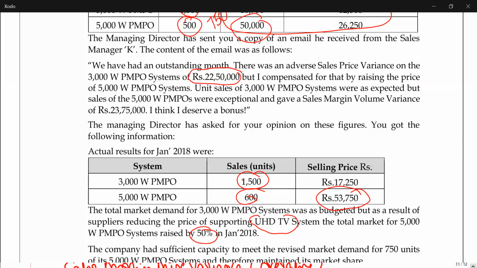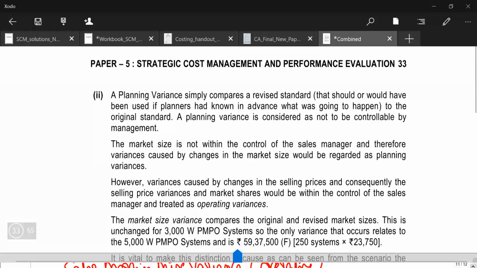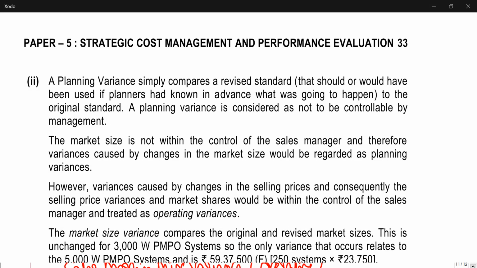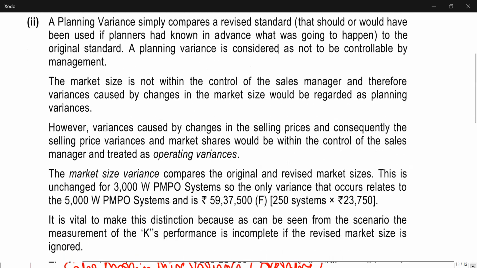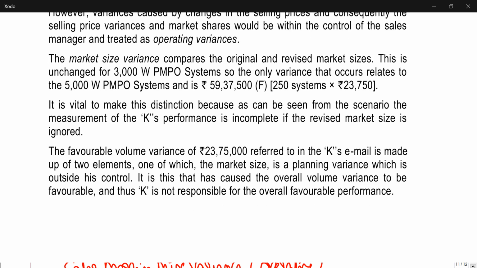So one we have a negative part of 35,62,500 and one we had a positive part. Because of this negative 35,62,500, I am not going to pay any bonus to this person because he doesn't deserve any bonus. That is anyway a negative component of 35,62,500. So we are not going to pay any bonus. When you write, you will have to explain this. I'll show you what they are mentioning here. A planning variance simply compares a revised standard to the original standard. A planning variance is considered not to be controllable by management.